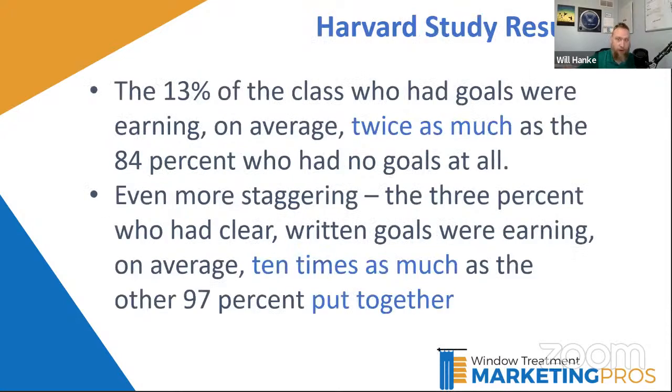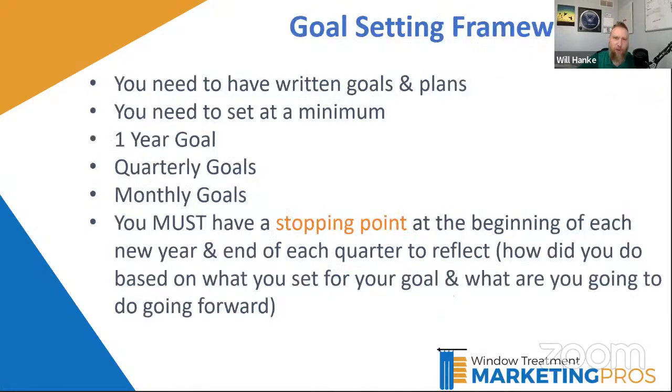The results were incredible. The 13% of the class who had goals were on average making twice as much as the 84% who just thought they would wing it, right? But even more incredible is that the 3% who had the clear written goals were earning 10 times more than all of the other 97% together. So, that speaks obviously to the fact of having a goal set.